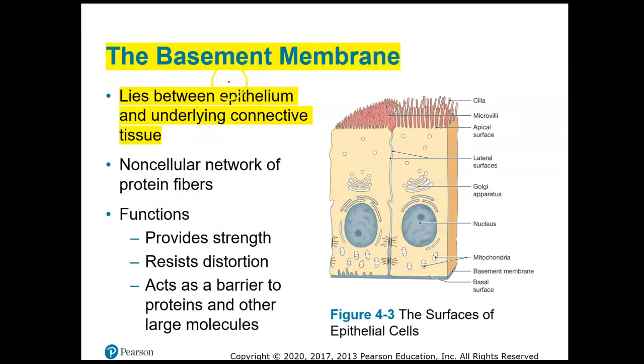And then we have the basement membrane, which you always find between the epithelial tissue and underlying connective tissue. So between epithelium and connective tissue. You can see here these two cells are epithelial cells, and then the basement membrane is right there. Okay, and the cell on the left is showing you an example where the apical surface is covered in microvilli, and the one on the right, the apical surface is covered in cilia.